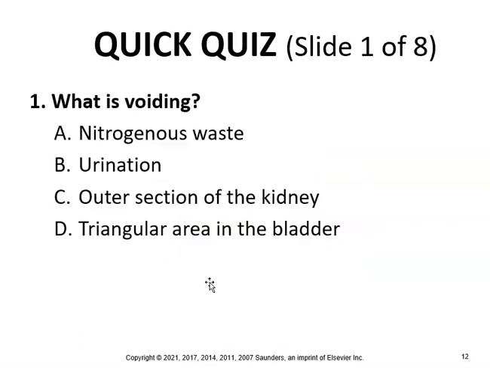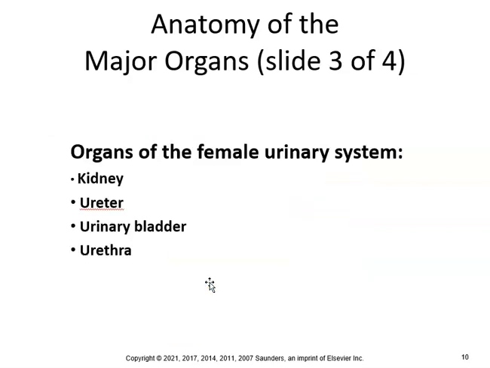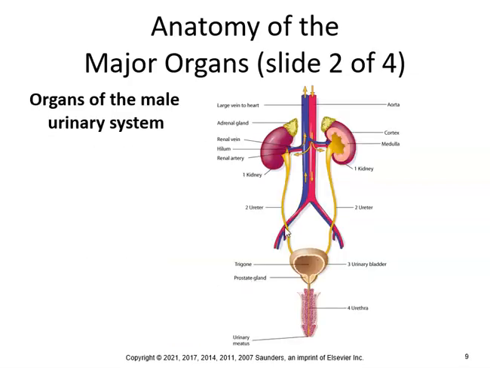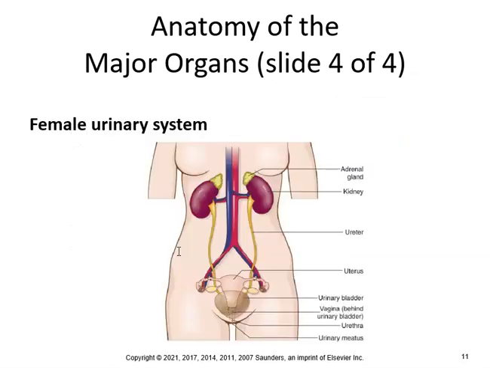Okay. Now, the other thing that's a little bit different between male and female is that the males share a common opening with the reproductive system. So the urinary system and the reproductive system use the same opening, whereas in females, you have 2 separate openings. You have an opening for the urinary system and an opening for the reproductive system, whereas males share a common opening.